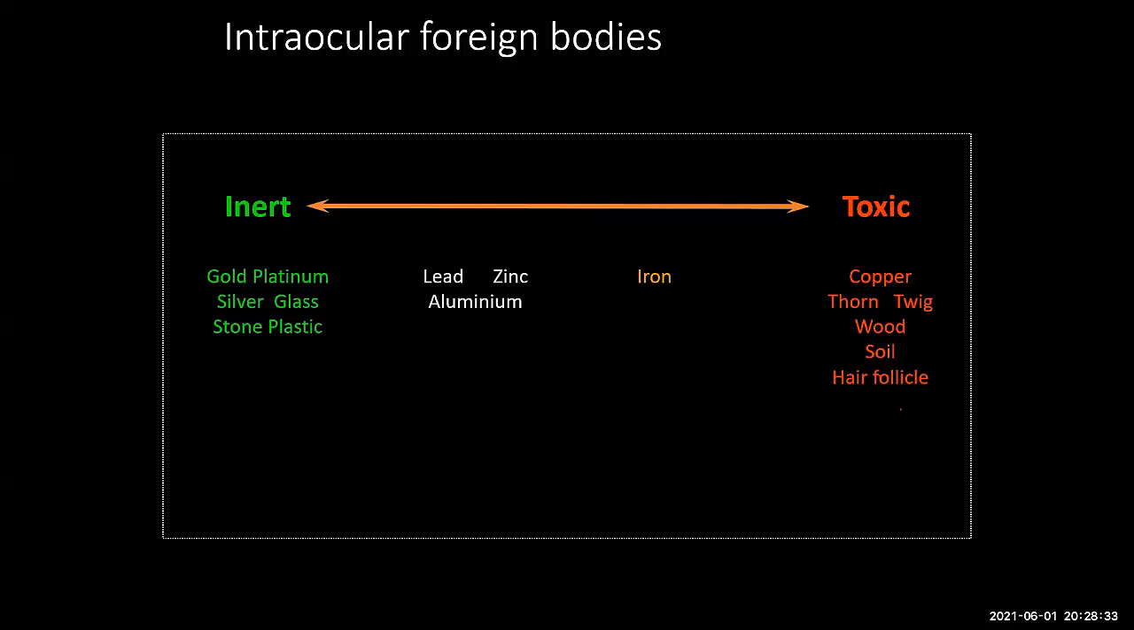ocular infection. And then lead, zinc, aluminium are intermediate. Iron is relatively toxic. And then copper, thorn, twigs, wood, soil are very, very toxic. Especially copper is very toxic. It can destroy the whole eye within 24 hours. Other things like organic matter, the danger is that they can cause severe ocular infections.